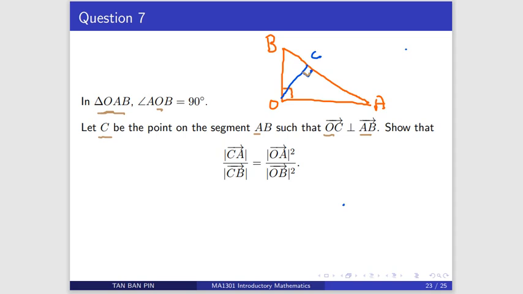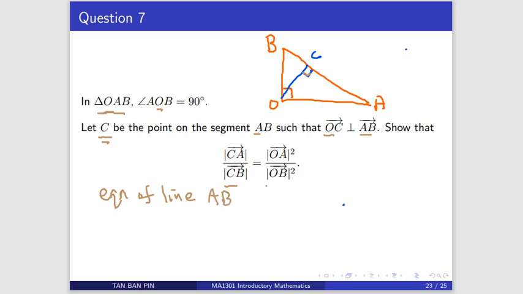And you're supposed to show that the length of vector CA over the length of vector CB equals the length of vector OA squared over the length of vector OB squared. You have to make use of the fact that C is on the line segment AB. So what you can do is find the equation of line AB.